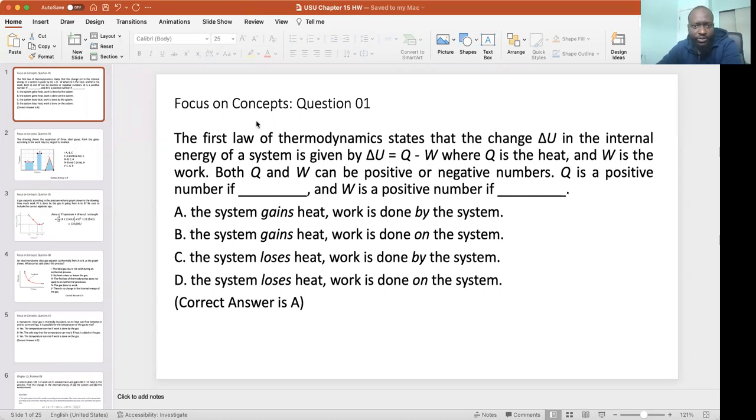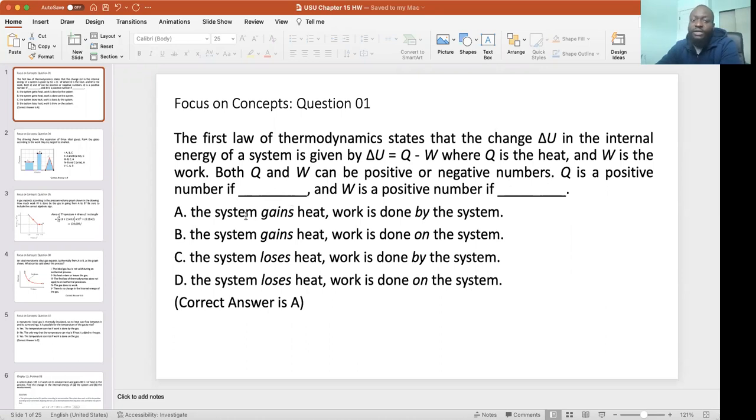Focus on concept question 01 says the first law of thermodynamics states that the change delta U in the internal energy of a system is given by delta U equals Q minus W, internal heat minus work done, where Q is the heat and W is the work. Both Q and W can be positive or negative numbers. Q is a positive number if dash and W is a positive number if dash. And the correct option here is A.